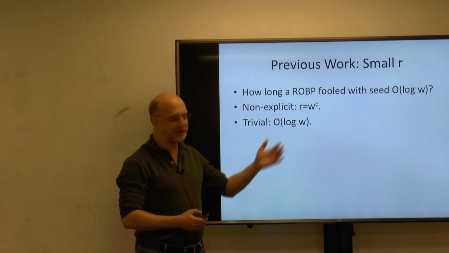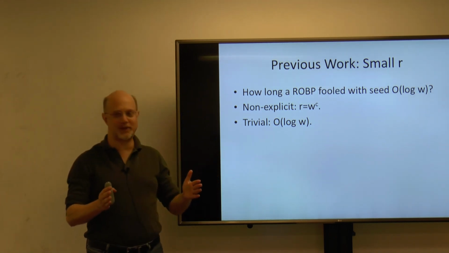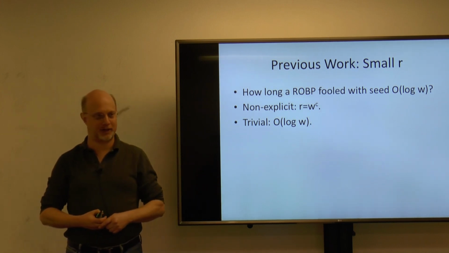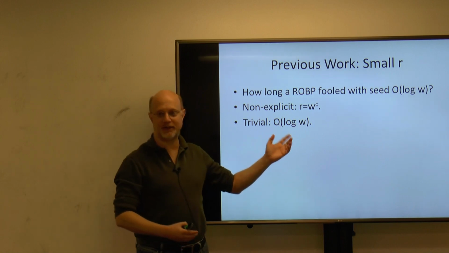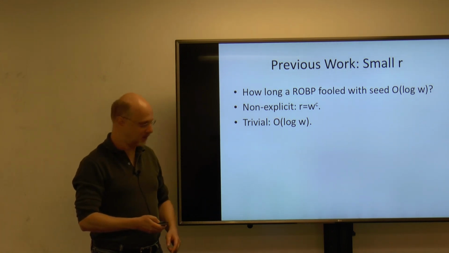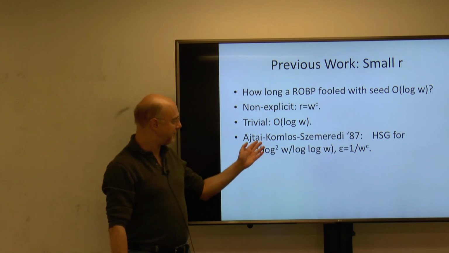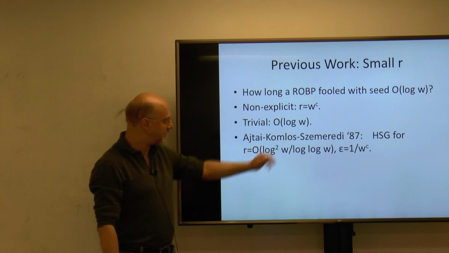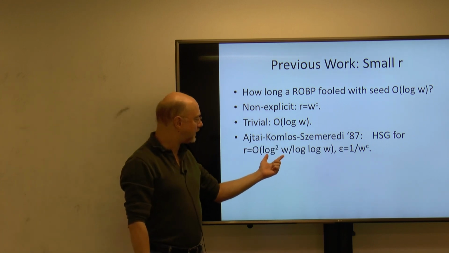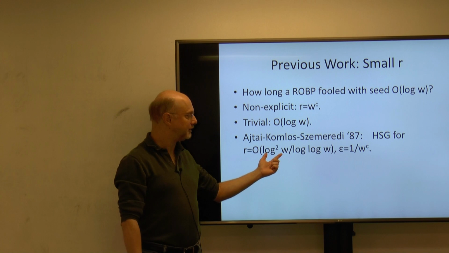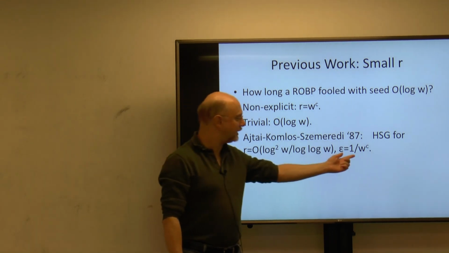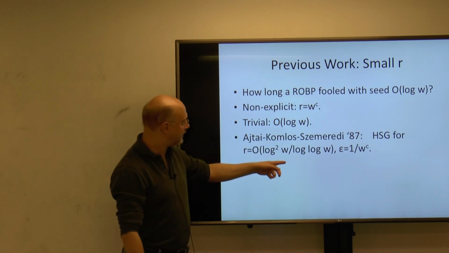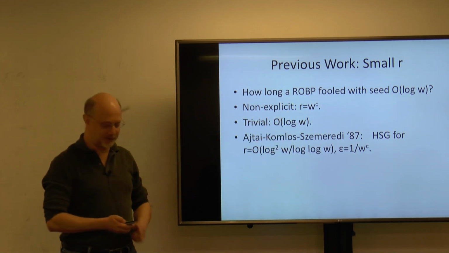Trivial, we can certainly, if the program just has length order log w, we could use the identity pseudo-random generator and it would fool that. So this is trivial. So the first people to improve this were Itai, Komlós, and Szemerédi, who gave a hitting set generator when r is close to log squared w. And here they got epsilon, which is 1 over poly in w. Okay, so they improved it a little bit, but we're trying to get all the way to w to the c.